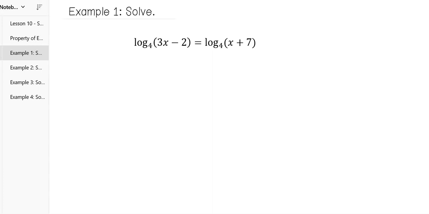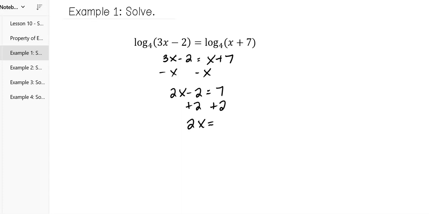All right, first thing that we need to recognize is log base 4 on both sides. They have the same base of 4, which means we can cancel the logs and we can just set the two equations equal to one another. So we get 3x minus 2 equals x plus 7. All right, then we're going to go ahead and solve. So subtract x from both sides. I get 2x minus 2 equals 7. Add the 2. 2x equals 9. And then last step, to get x by itself, we're going to divide by 2. So we get x equals 9 over 2.